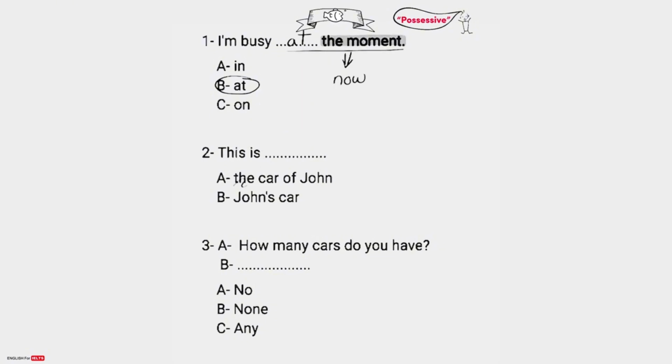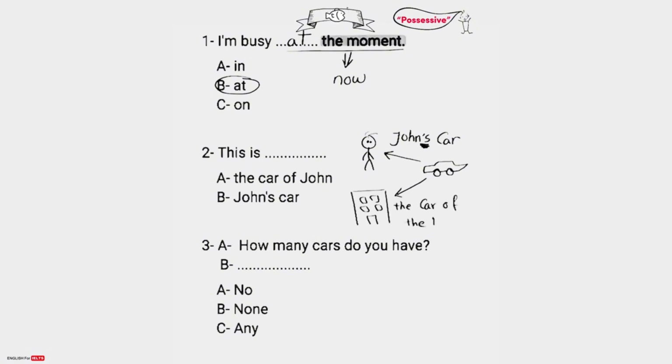This is blank, the car of John or John's car. Let me show you something. This is the car and it belongs to John. John is a person, right? So we use John's car with apostrophe S here. But if the car belongs to a thing, not a person, like for example a house, we say the car of the house. So again, it's about the owner. If the owner is a person, write the name with apostrophe S like this. If the owner is a thing, use this structure, the car of the house. So John's with apostrophe S here is the correct answer.